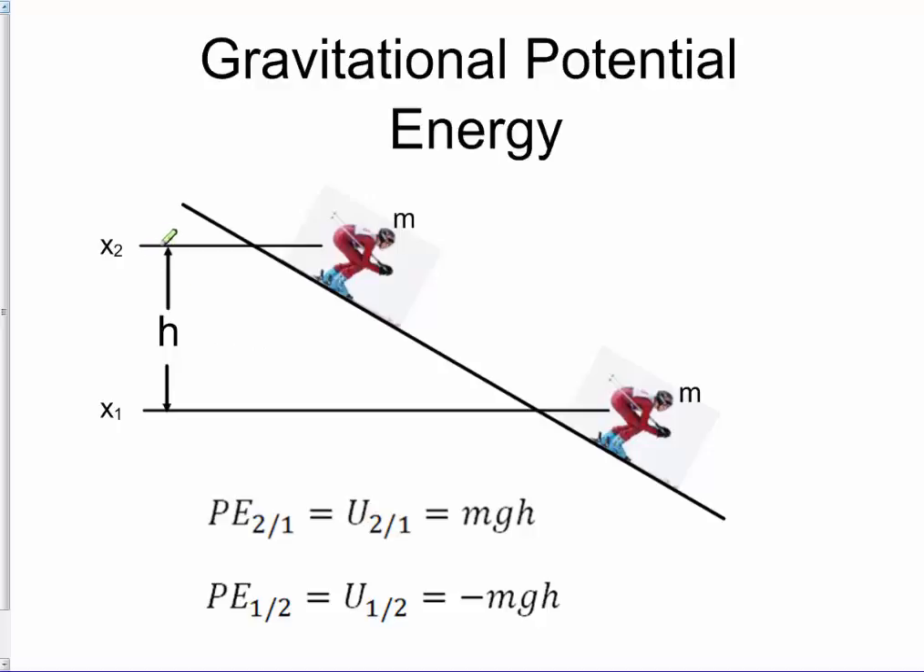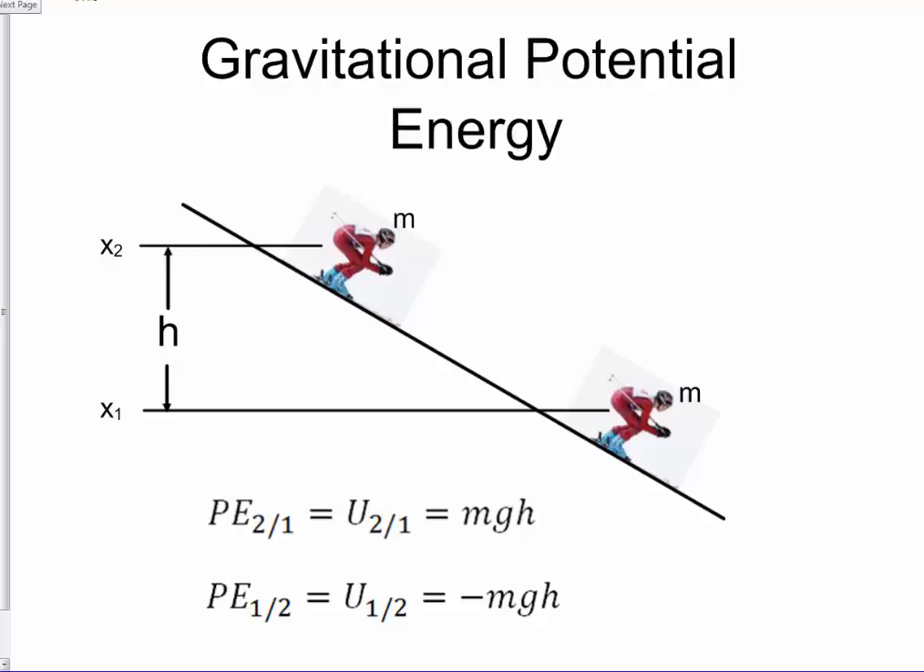If I establish this position as my 0, then I could say this skier here has 0 potential energy with respect to the system. But when the skier gets down to here, it would be minus mgh, because the skier has gone negative an h distance with respect to this axis. So the skier has negative potential energy with respect to axis number x2.